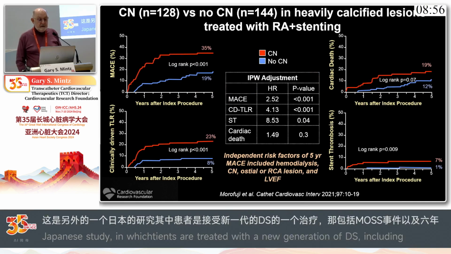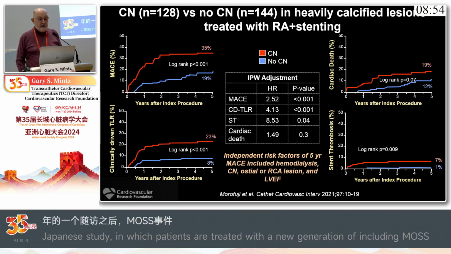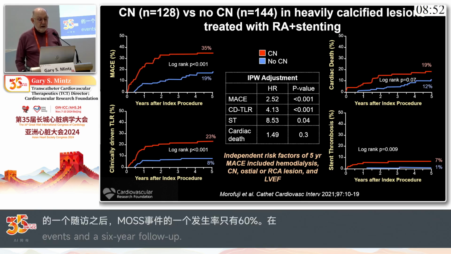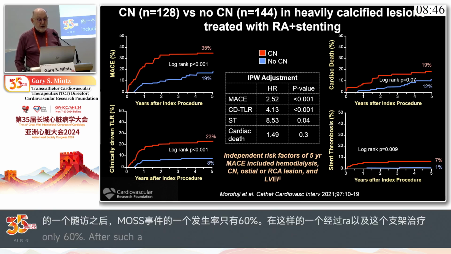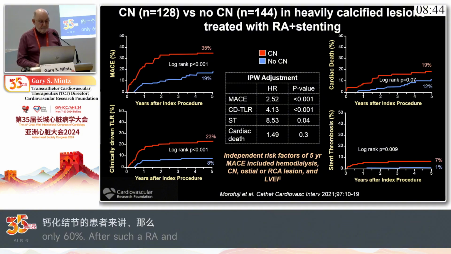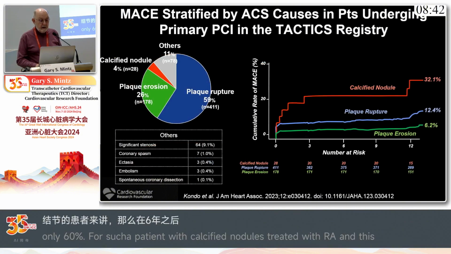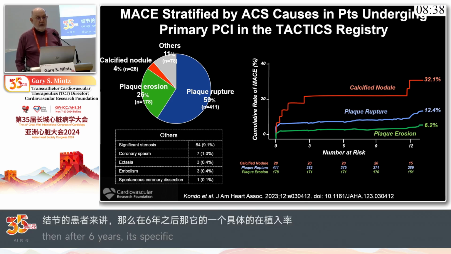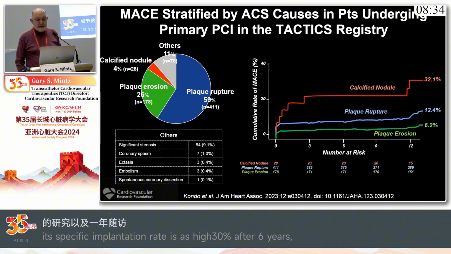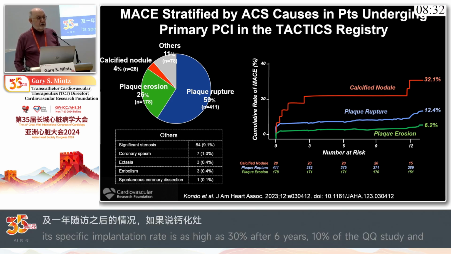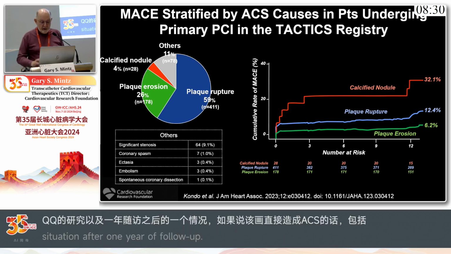This is a study of calcified nodules treated with rotational atherectomy plus stenting, and you can see that the MACE event rate at several years after implantation is as high as 35%. And back to TACTICS that I mentioned previously, at 1 year follow-up, ACS caused by calcified nodule treated with stent implantation has a 32% event rate at 1 year of follow-up.